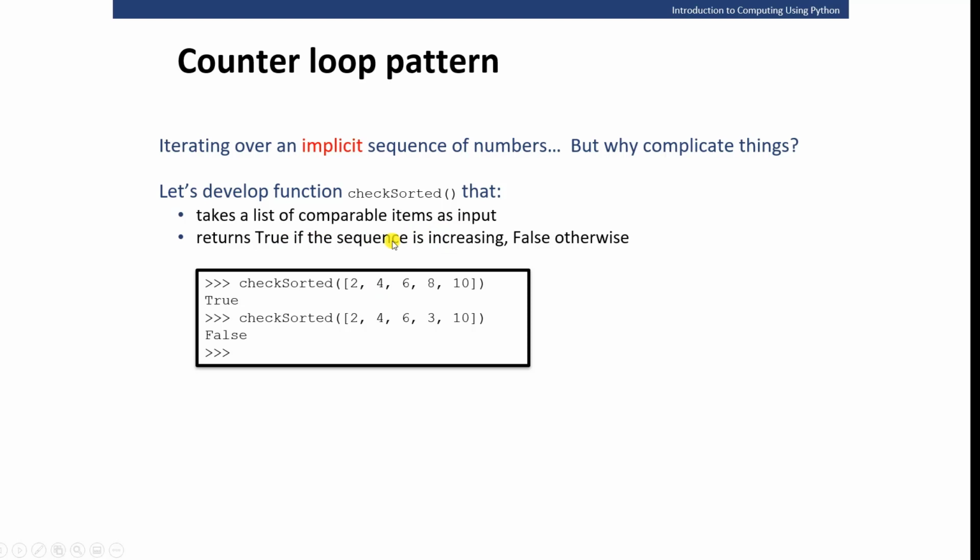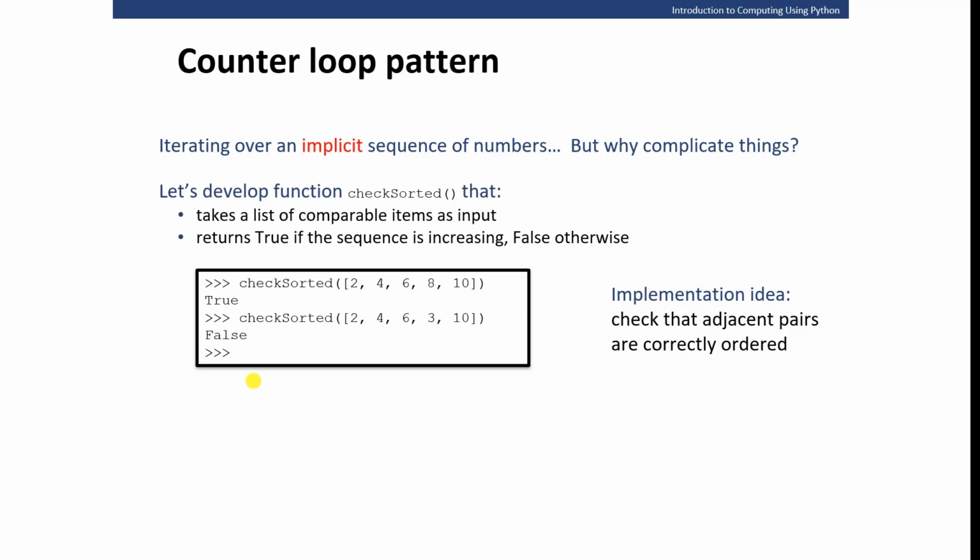And returns true if the sequence is increasing and false otherwise. As we can see, the input argument for check_sorted is a list, and it will check if that list is sorted, or if the items on this list are placed in ascending order, and therefore it's going to return true. However, here, the 3 is not arranged in increasing order, therefore check_sorted should return false. So check whether the adjacent pairs are correctly ordered or not.